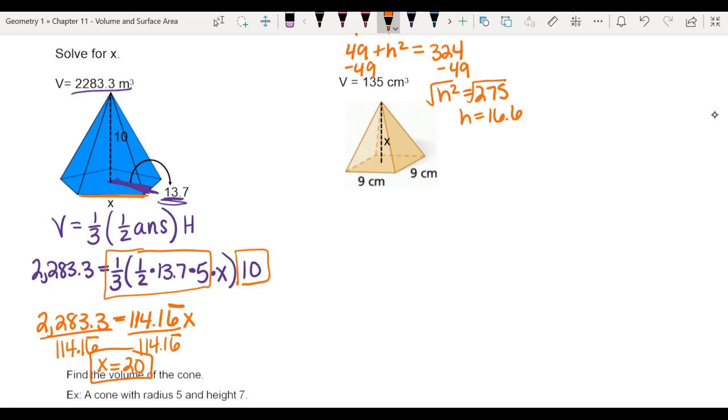I want you to try this square one on your own. I know it looks the same size, but I changed what x was. Okay, so it's not the same size as the one we had before. So I want you to try this orange one on your own and see how it goes.